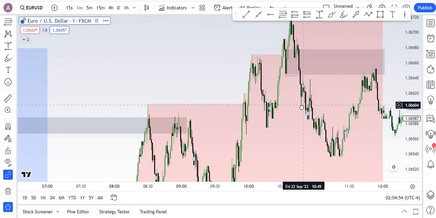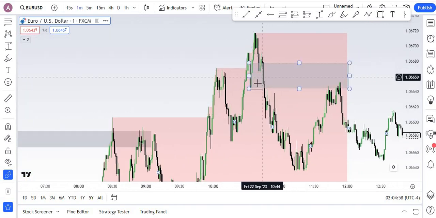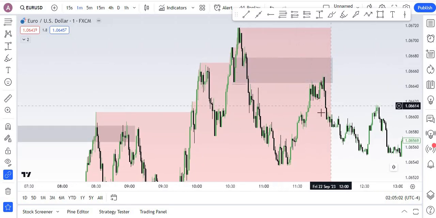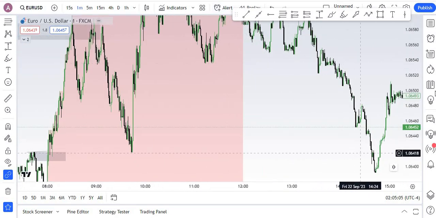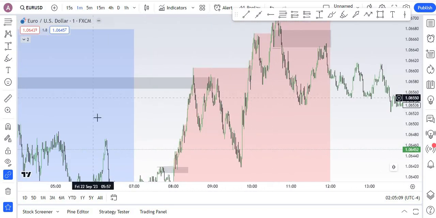Then after that, as you see, price made another break of structure and gave a breaker block with a fair value gap, and price then gave us again a good reaction, okay, as you see here. This is a very simple method.